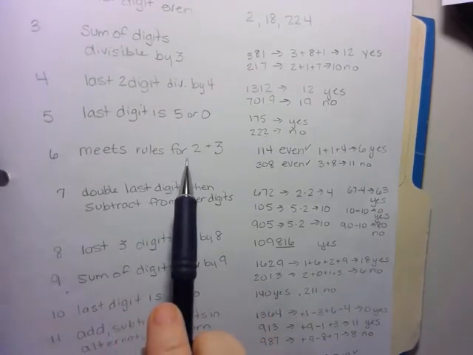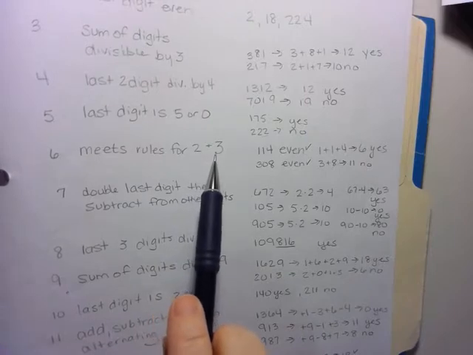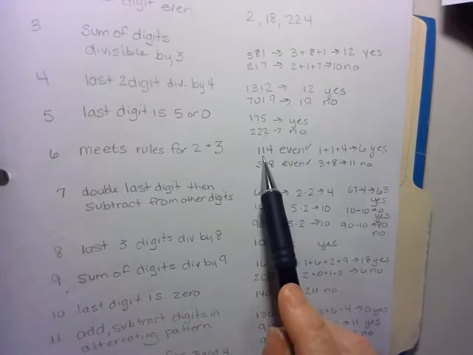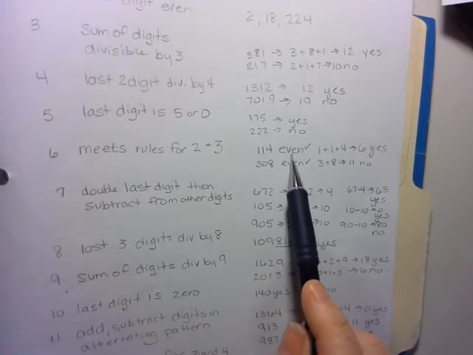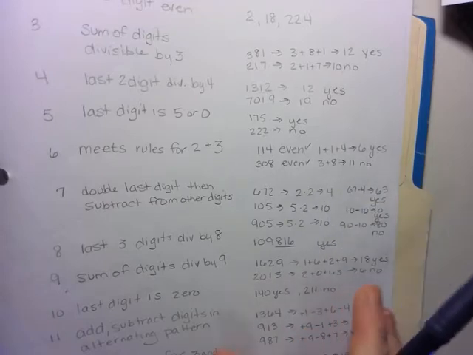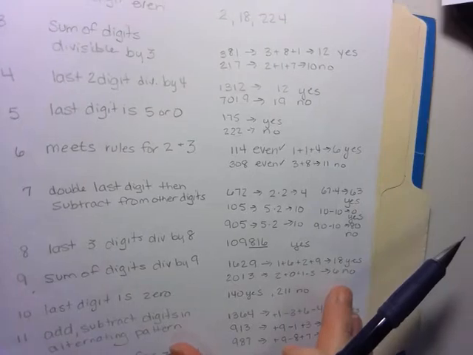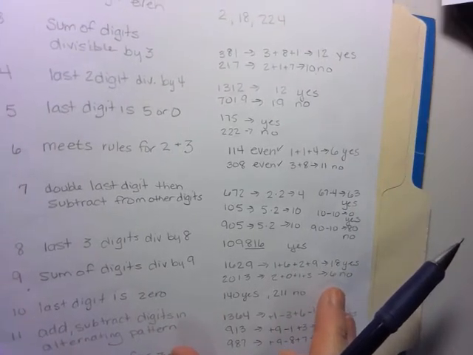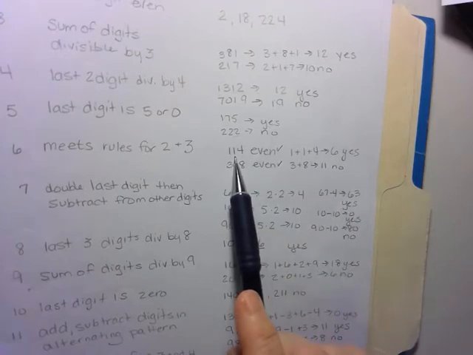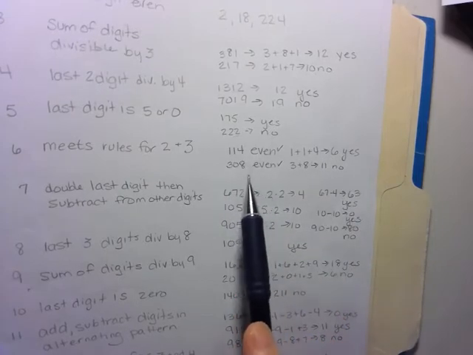For 6, we have to meet both the rules for 2 and 3. So for 2, it has to end in an even number, and for 3, the digits have to be divisible by 3. So 114 is an even number, and then we add 1 plus 1 plus 4, which gives us 6. 6 is divisible by 3. So 114 is divisible by 6.